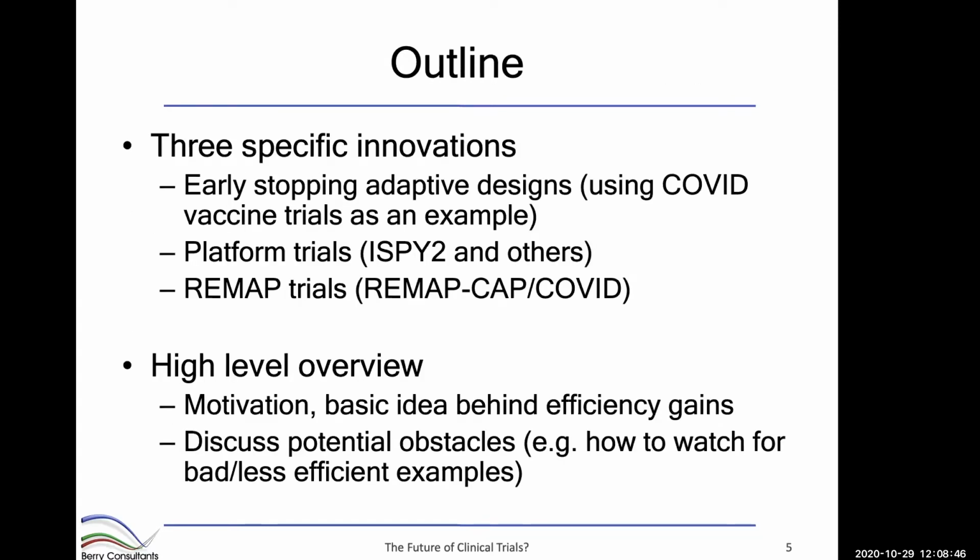I want to talk about really three specific innovations. One of these is early stopping adaptive designs, and I'm going to talk about the vaccine trials. And then I'm going to talk about platform trials. If you've heard of a trial called I-SPY 2, it's often used in news articles, we want a trial like I-SPY 2. But I want to talk about what those do. And then I want to talk about REMAP trials, which are a particular kind of platform trial. And I want to talk about REMAP-CAP and COVID.